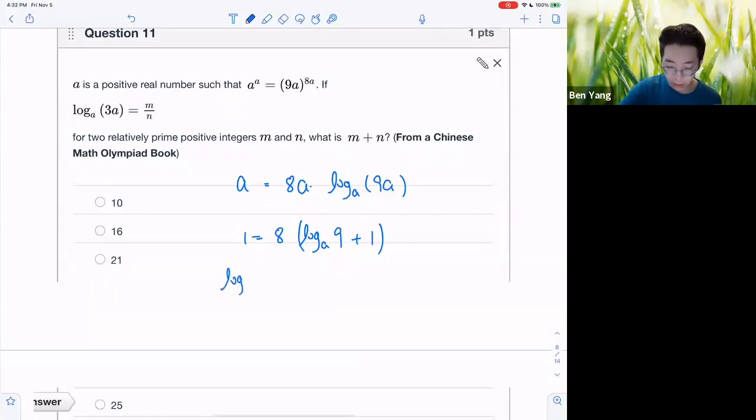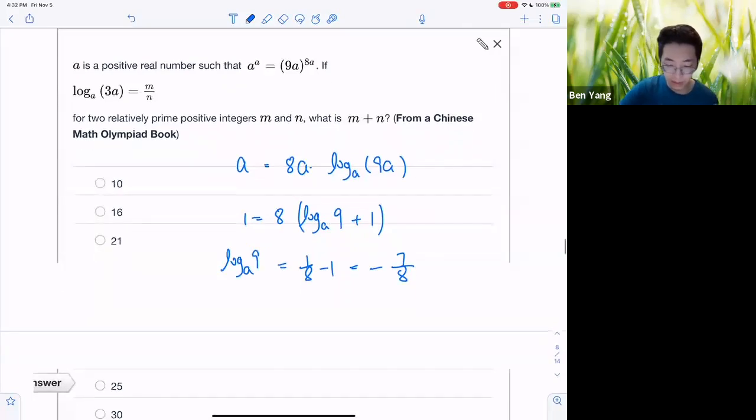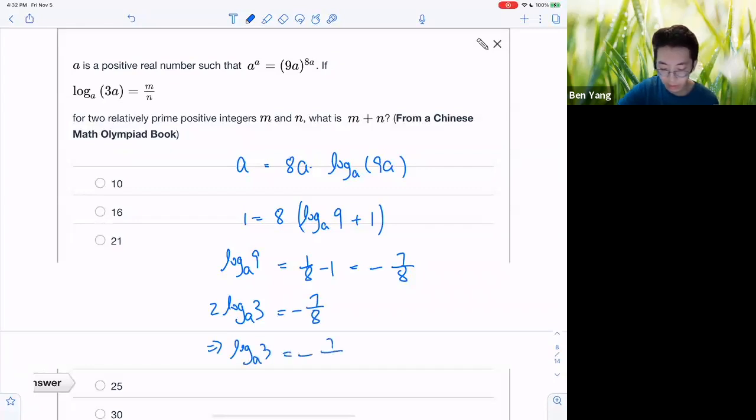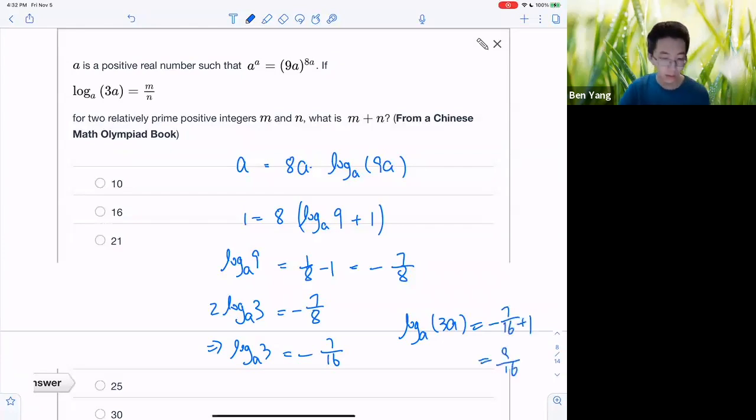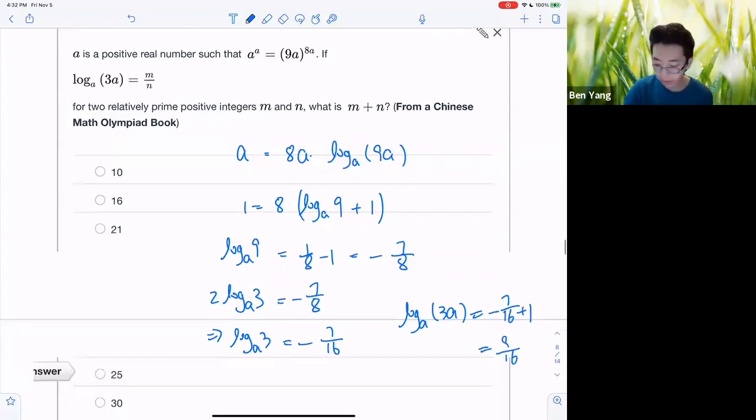So we see log base a of 9 equals 1/8 minus 1, and that's negative 7/8. But that's 2 times log base a of 3, so log base a of 3 is negative 7/16. Now log base a of 3a is just that number plus 1, and that's 9/16. So the sum of m and n should be 25, 9 plus 16.